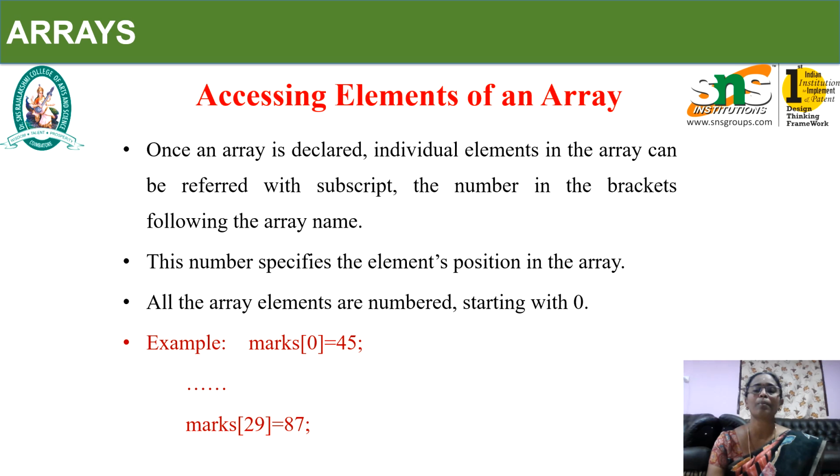Accessing the elements of an array can be done by specifying the position of the element. For example, if I want to retrieve the first mark in an array, I can represent that as marks[0]. If I want to access the last element of the array, I can represent that as marks[29]. The marks[29] is the last element that we have stored.